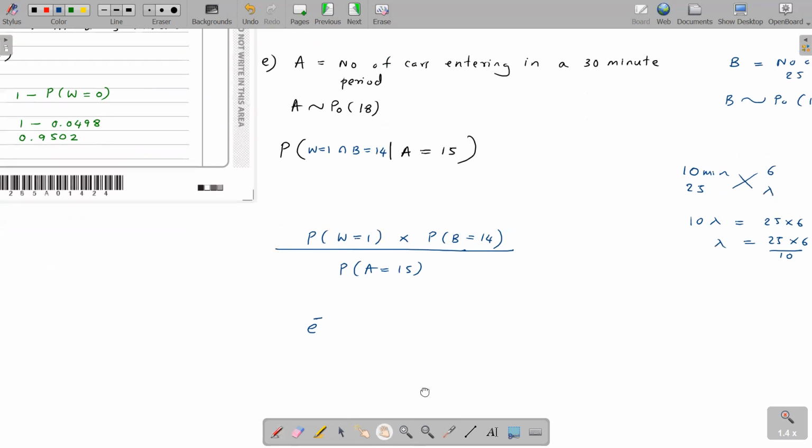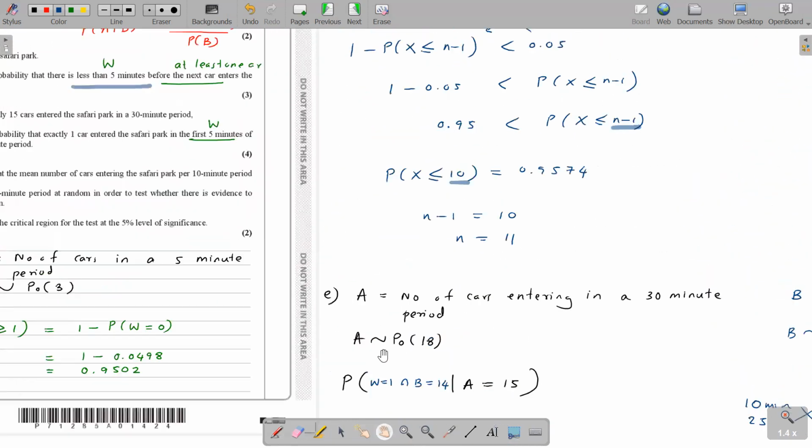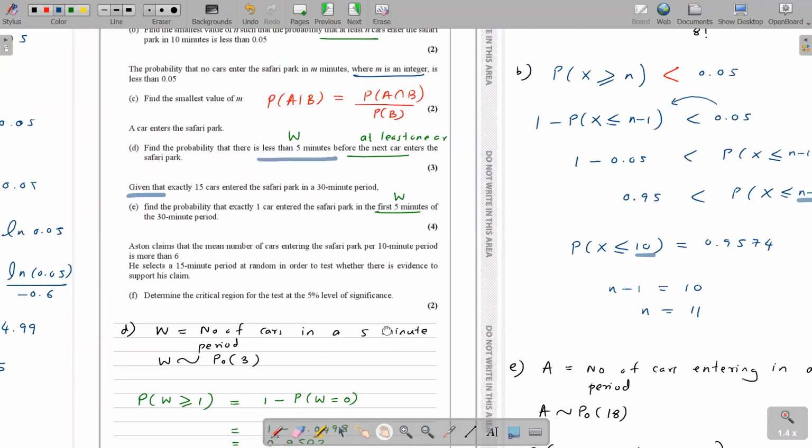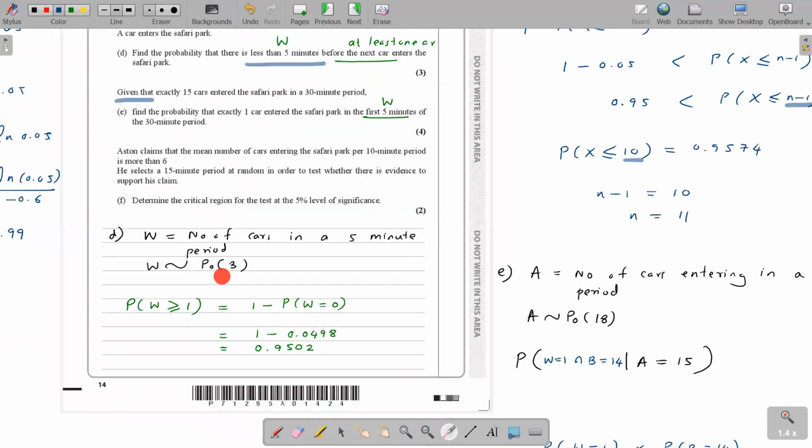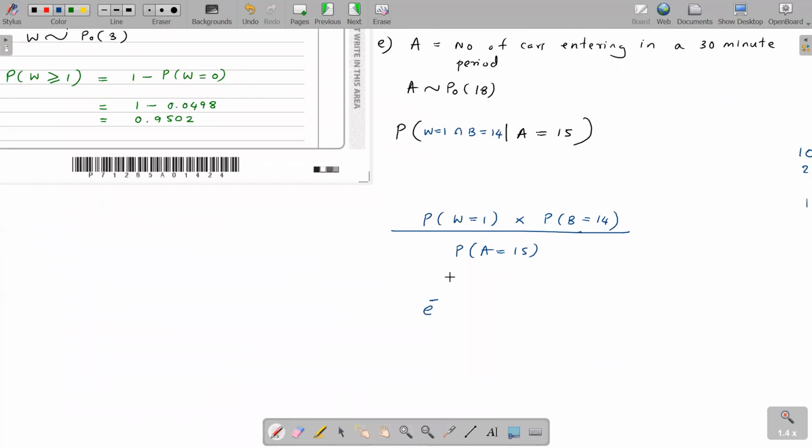What was the lambda value for W? For W, the lambda value was 3. For W, the Poisson distribution lambda is 3. Okay, be careful. e to the power minus lambda, lambda to the power x over x factorial.